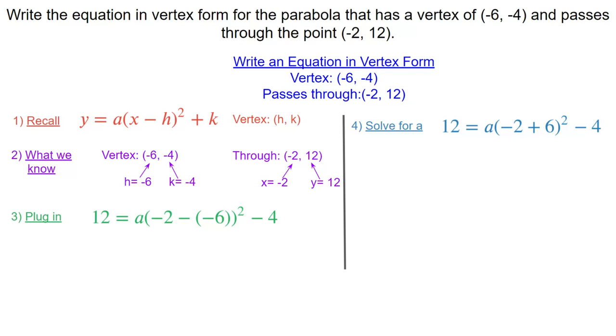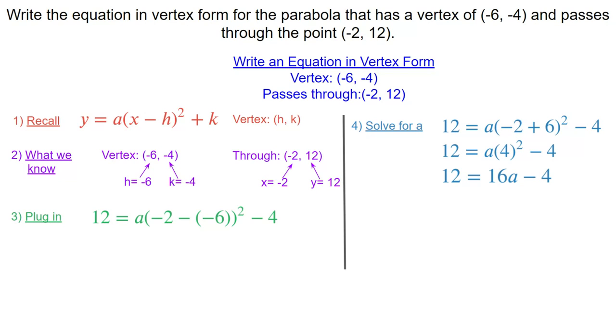So let's start by simplifying inside the parentheses. Minus -6, that's -1 times -6 is +6. So I rewrote this to say 12 equals a times (-2 plus 6) squared minus 4. Next, we can simplify inside the parentheses. -2 plus 6 is 4. So we have 12 equals a times 4 squared minus 4. The next order of operations is exponents. So 4 squared is 16. So I have 12 equals 16a minus 4.